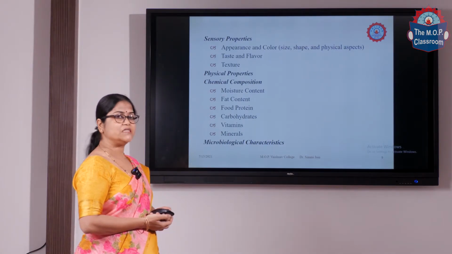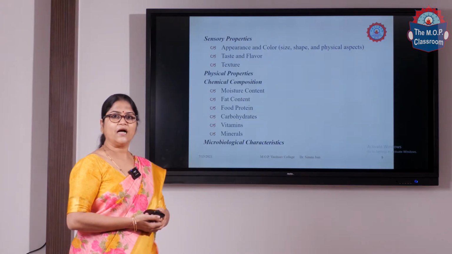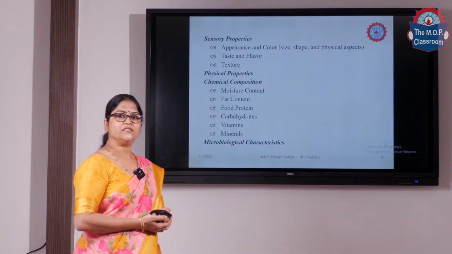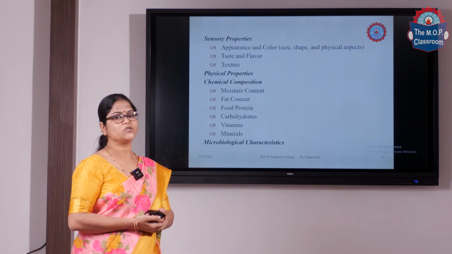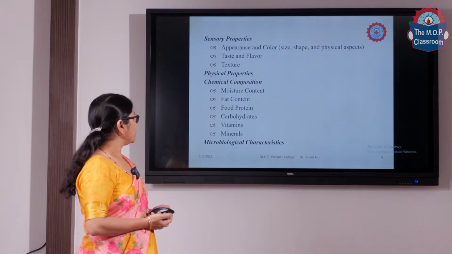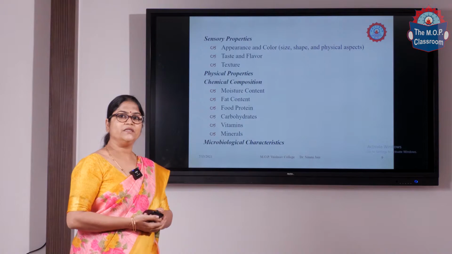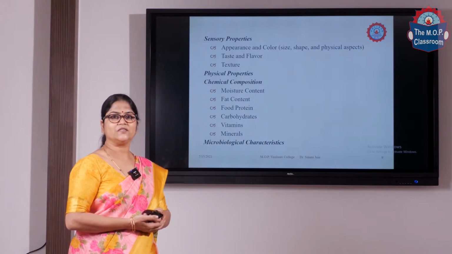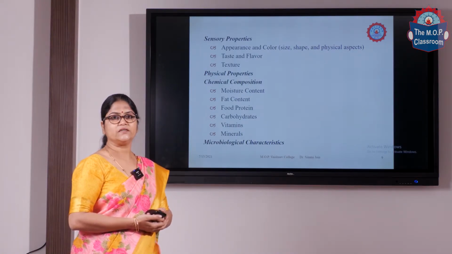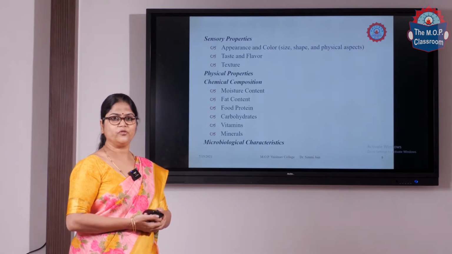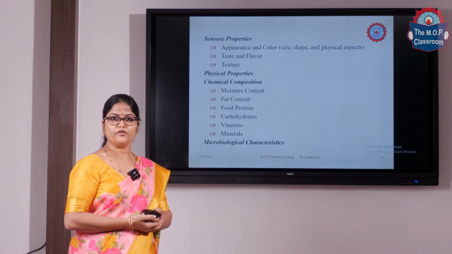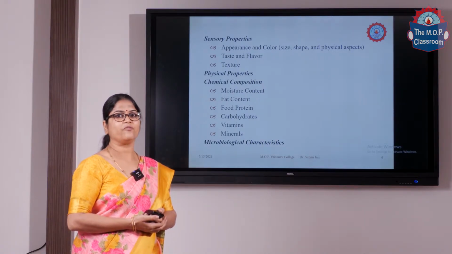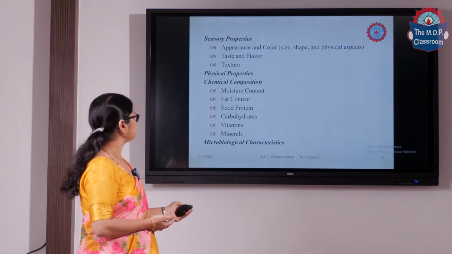Within the sensory properties, we will learn about the appearance, color, texture, and flavor of the product. In the physical properties, we will learn about the size, shape, or in all, the appearance of the product. The chemical composition of the product will include the moisture content, fat content, protein, carbohydrate, vitamin and mineral content of the food, and the microbial content will include the evaluation of the presence or absence of microorganisms in the food.